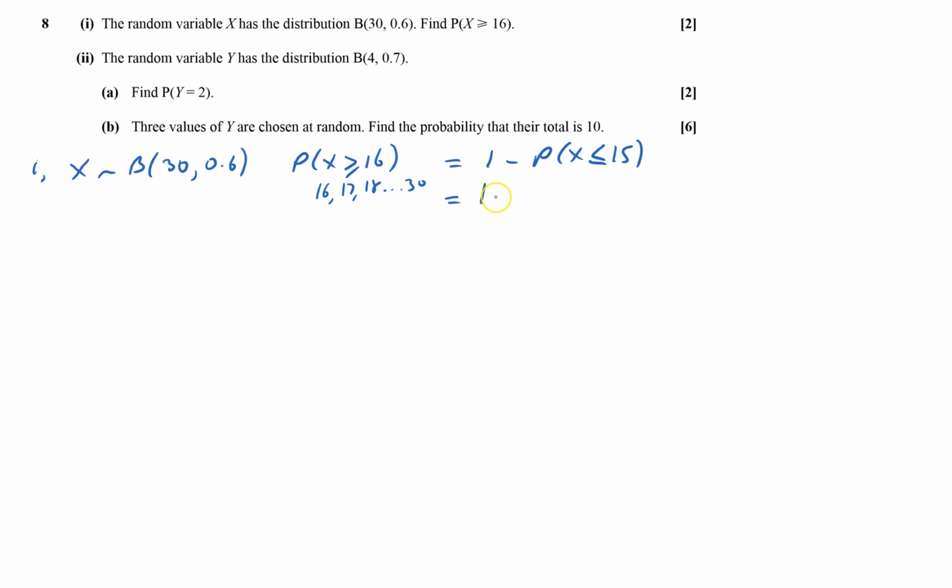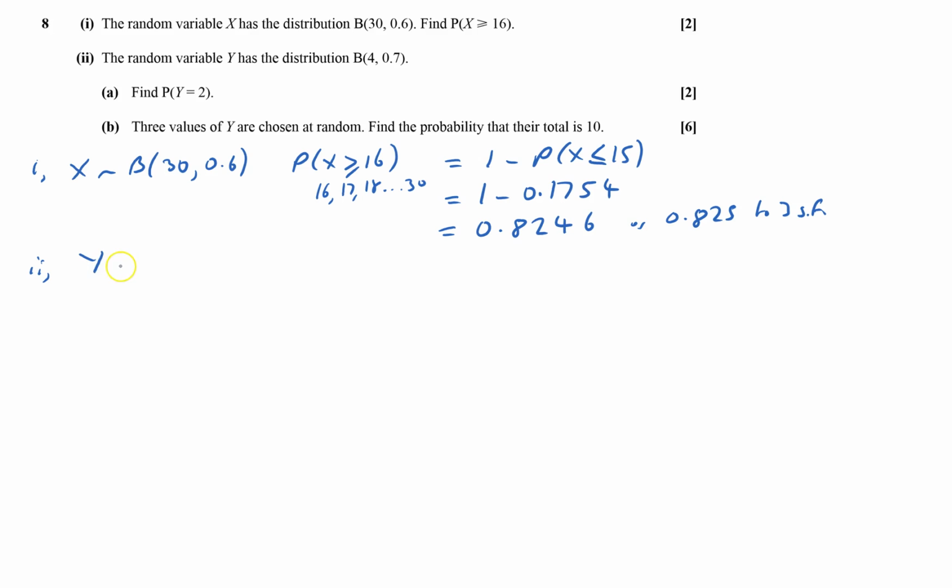And that equals 1 minus 0.1754 from tables, and take away from 1, so that would be 0.8246 or 0.825 to 3 significant figures. That's the first bit.